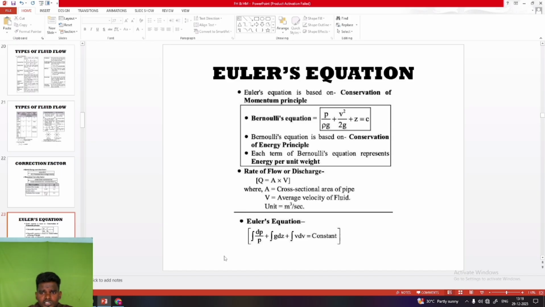Euler's equation is based on the conservation of momentum principle. Bernoulli's equation is P by rho g plus V square divided by 2g plus Z equal to C, where C is referred to as a constant. Bernoulli's equation is based on the conservation of energy principle, but Euler's equation is based on the conservation of momentum principle. Each term of Bernoulli's equation represents energy per unit weight. Rate of flow or discharge, Q is equal to area times velocity, where A is the cross-sectional area of the pipe and V is the average velocity of fluid. Unit is meter cube per second.